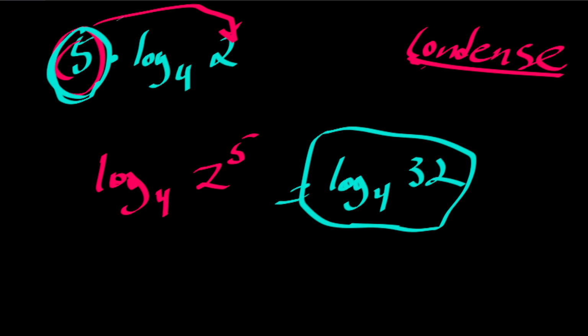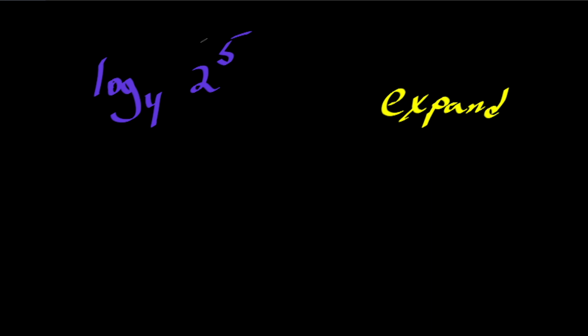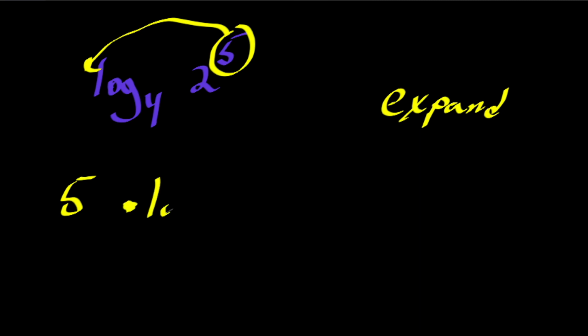Okay. So now let's go the other way. Let's expand. Let's say I gave you log base 4 of 2 to the 5th power. Well, if that were the case and we wanted to now expand, when you're expanding, you just take this power and you move it to the front of your logarithm and it gets multiplied. So this would become 5 times log base 4 of 2.